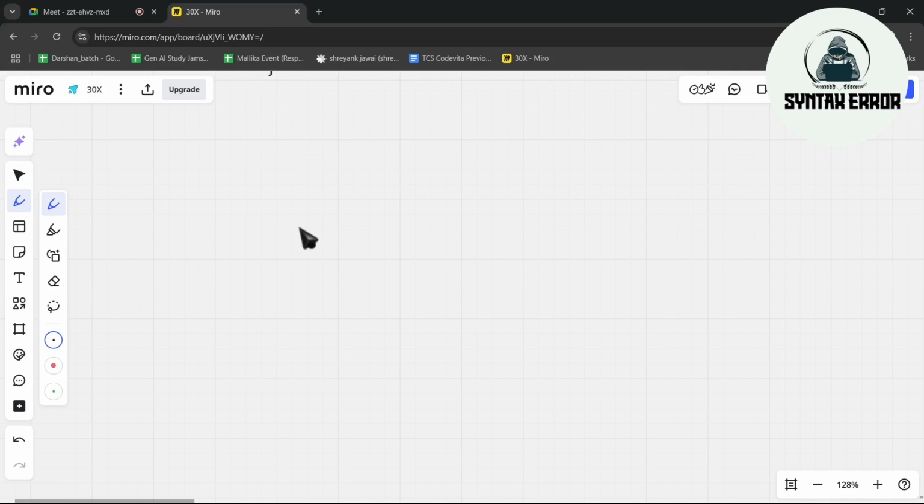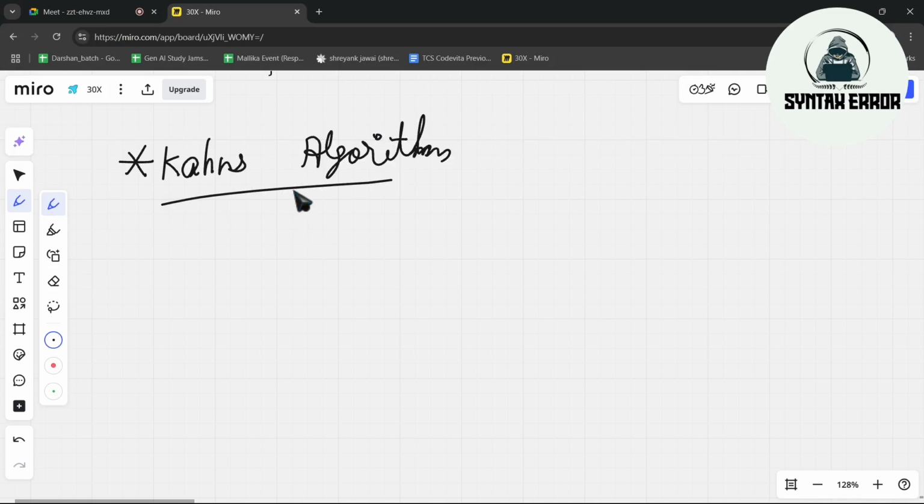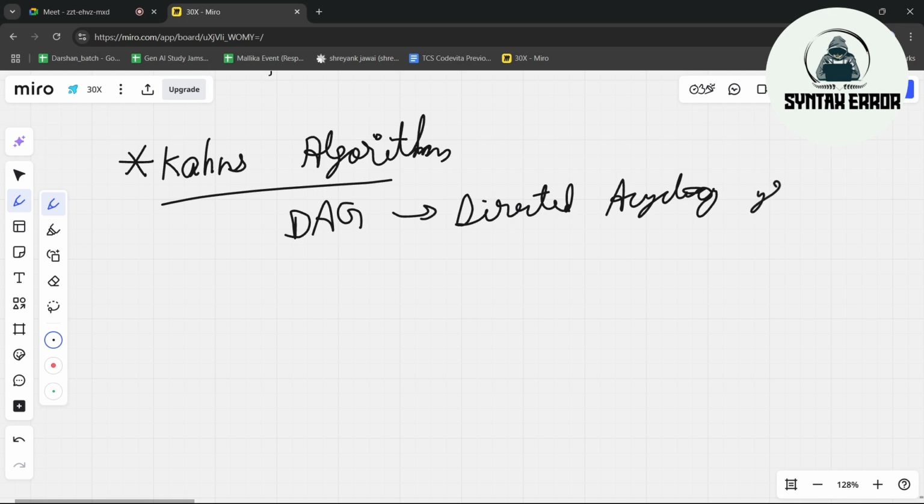So now let's start our Kahn's algorithm. Our Kahn's algorithm only works on a DAG, which is a directed acyclic graph. So it should be a directed graph. You know, right? What is a directed graph? And acyclic means it should not contain any cycles. So our Kahn's algorithm can be used when we have a DAG.